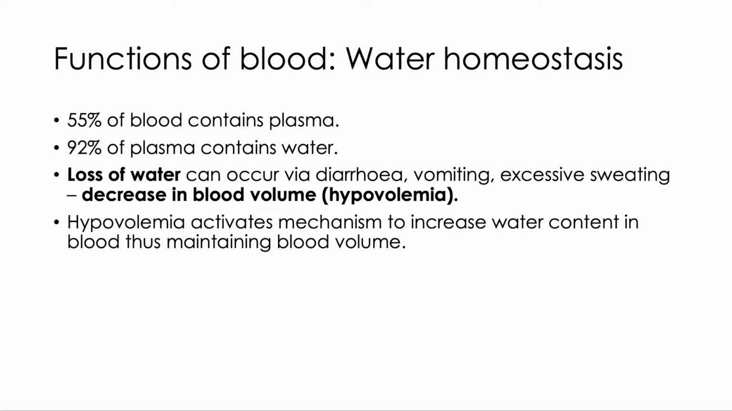Now let's take a look at water homeostasis. As I mentioned earlier, 55% of our blood is plasma, and 92% of that plasma is water. So if you see people having hypovolemic stress, for example, if they are in extremely hot weather for so long, their body starts to be dehydrated. When they start to dehydrate, the blood becomes so viscous that it cannot carry out its functions properly. That condition we call hypovolemia.